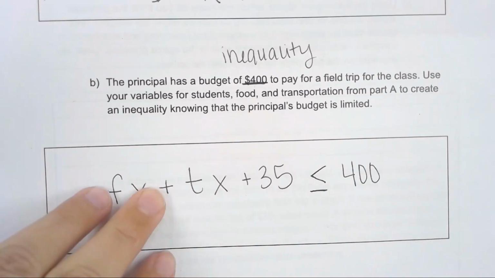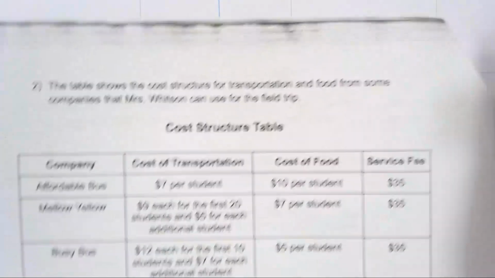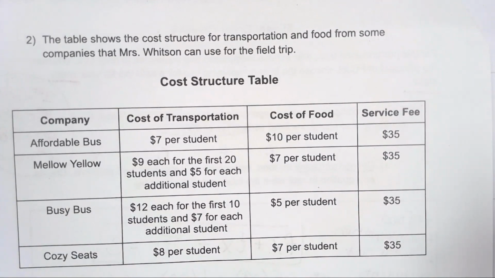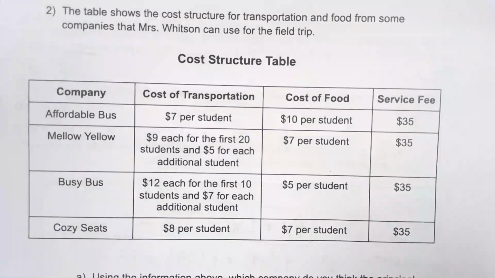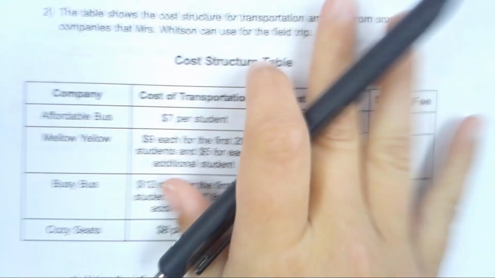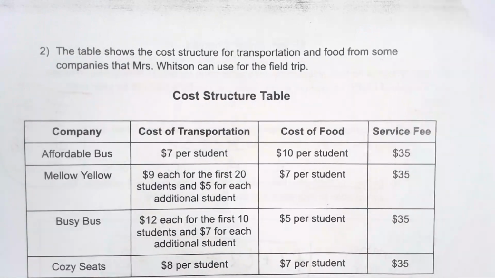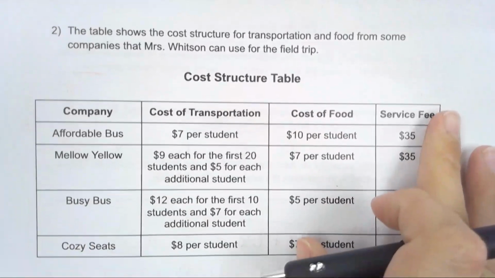Okay. So moving on to the second page. So the table shows the cost structure for transportation and food. All right, so I know my video paused, so just give it a moment. So number 2, the table shows the cost structure for transportation and food from some companies that Mrs. Whitson can use for the field trip.